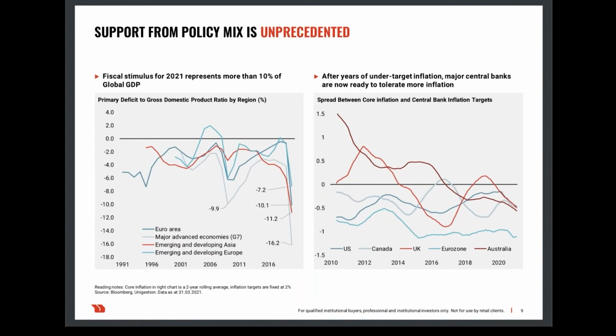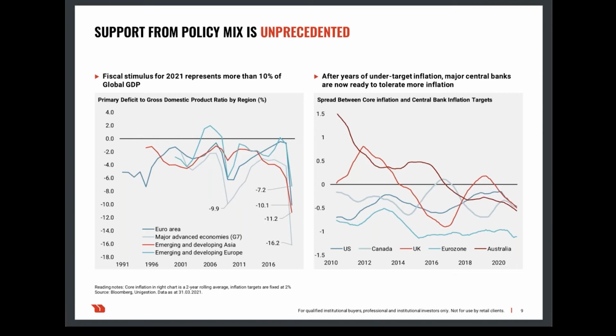The left chart shows essentially government spending going back a few years, and you can see that the amount of fiscal impulse today is massive, right? More than 2008, and at this point represents about 10% of global GDP. On the right chart, we see on the monetary side that central bankers have moved from a mantra of fighting inflation to actually creating inflation after years of undershooting targets.